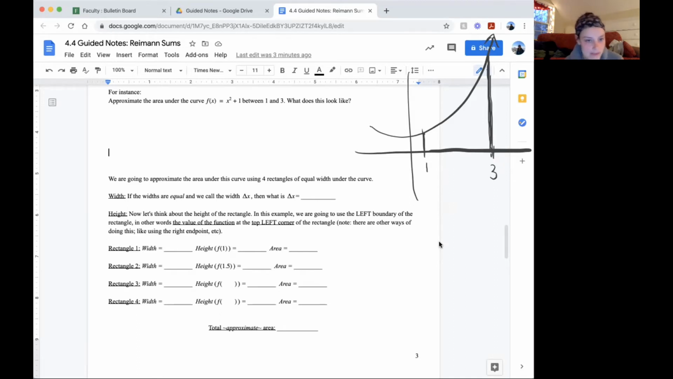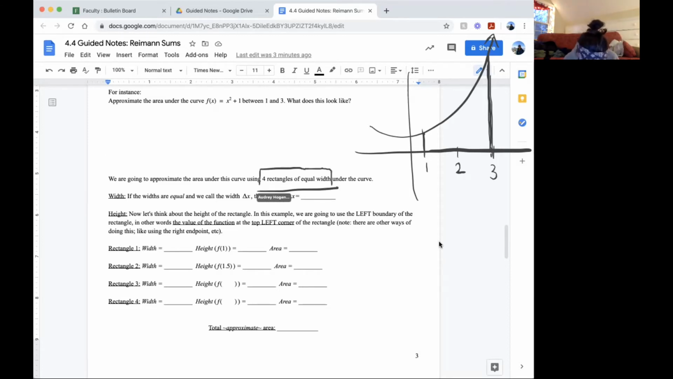We are going to approximate the area under this curve using 4 rectangles of equal width under the curve. So we know that we have this 1, 2, 3, 4. And there will always be some sort of tell in the problem about how many rectangles you're going to use to approximate area. In this case, we're using 4 rectangles of equal width.